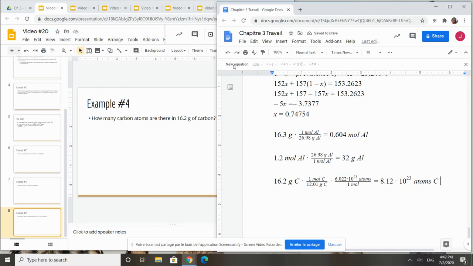I would really recommend that you put Avogadro's number in your calculator as the letter A. That's what I do. It'll just save you some time, although you don't really have to, especially if you don't have a graphing calculator.